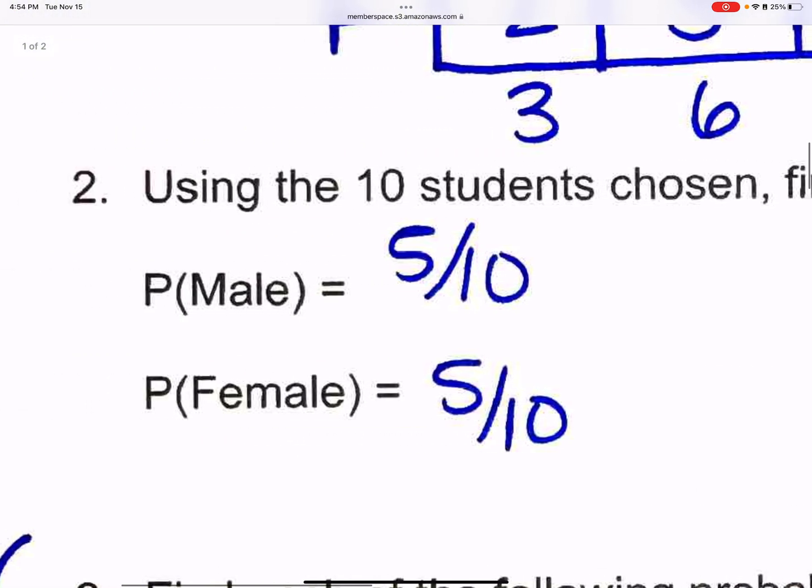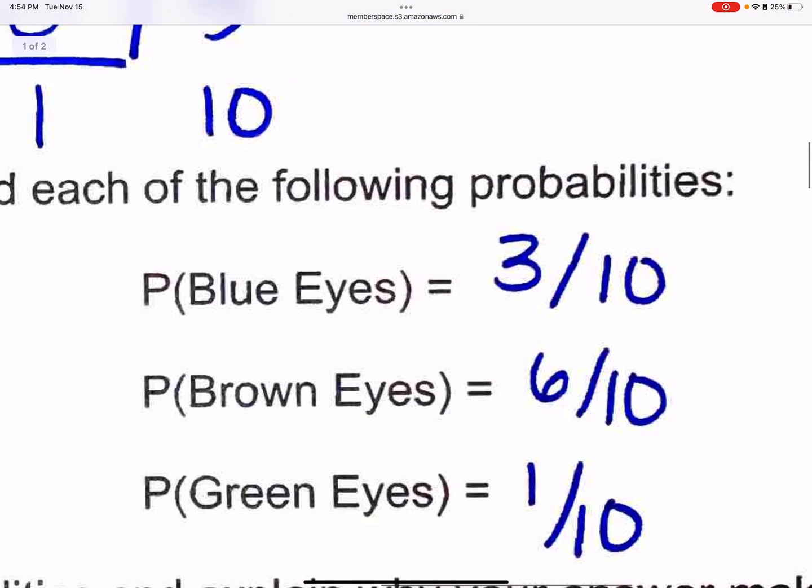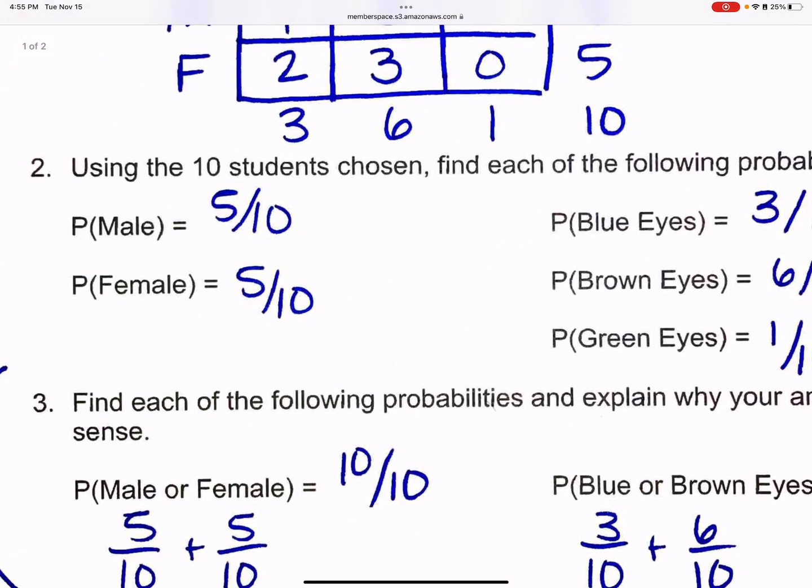I also wanted to point out here, not only are these disjoint, but male and female are complement, because if I'm not male, then I have to be female. With these, blue eyes, brown eyes, and green eyes, these are not complements, because if I don't have blue eyes, then I could have brown or green. So it's not one or the other. Now I could categorize this as 3 out of 10 have blue eyes and 7 out of 10 do not have blue eyes. Then those would be considered complements.